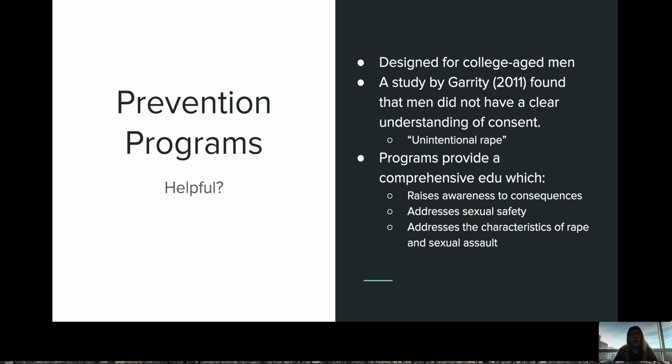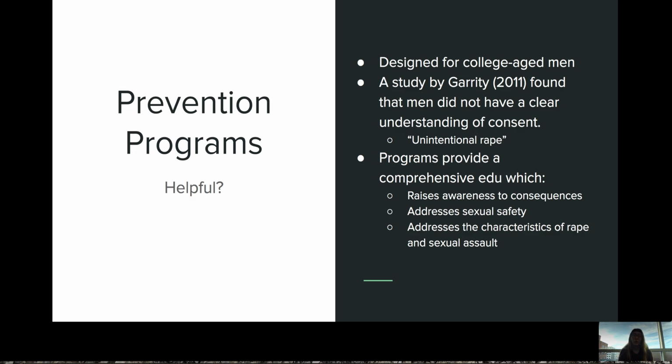Another major part of my literature review was the discussion of prevention programs and whether they're helpful or not. They're designed for college-aged men, and a study done by Garrity found that men did not have a clear understanding of consent, which led to the previously mentioned topic of unintentional rape. Unintentional rape is whenever a person does not realize that the act they're committing is without consent or that they're harming another person.